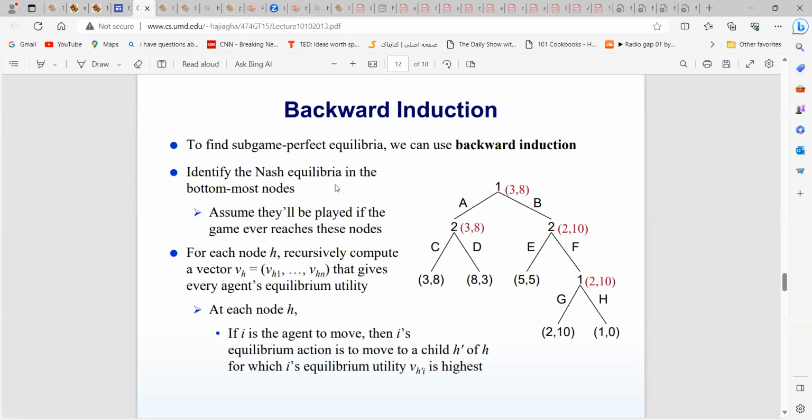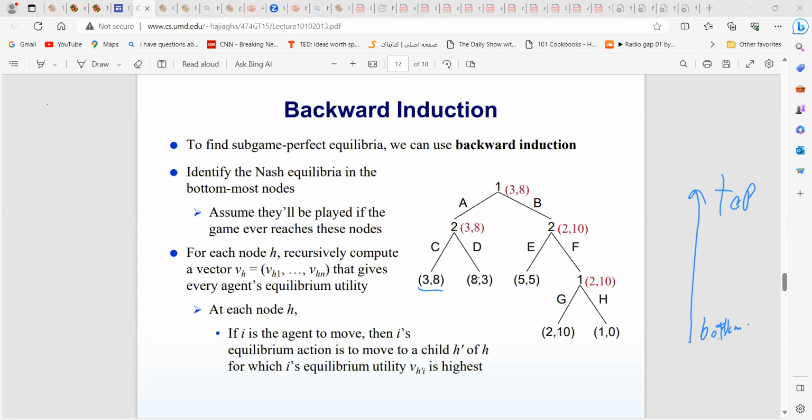Okay, let's see how we can do this backward induction and actually find this equilibrium. We are doing backward induction. It means that we are going essentially from bottom to top. We go from below to the top. So you are starting at each node here.